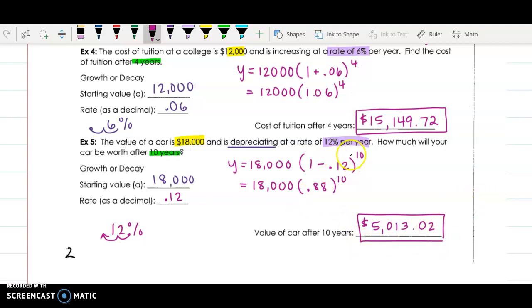One cool thing that I'd like to note here is just that if the value is decreasing by 12% in a year, then that means that 88% of the value is left. And even though 88% is a significant amount, like if you got an 88% on a quiz or a test, you might be feeling pretty good about it. But because it's less than 100%, it means that the value of the car is decreasing or depreciating over time.